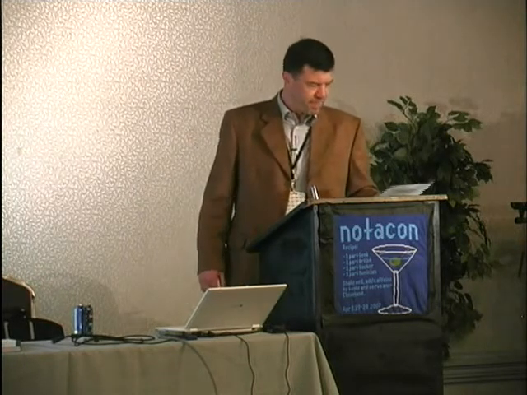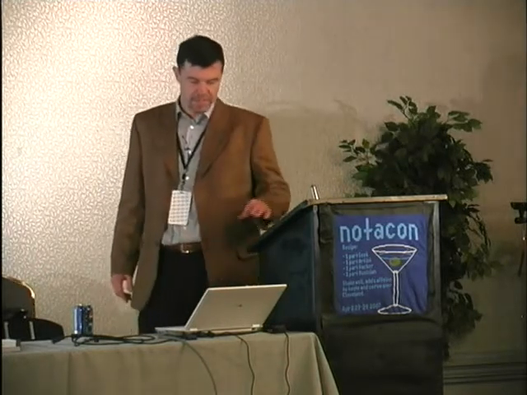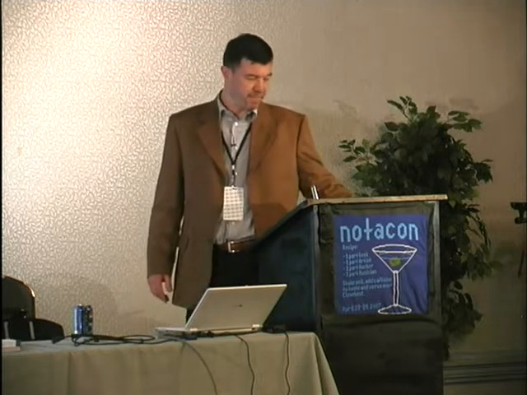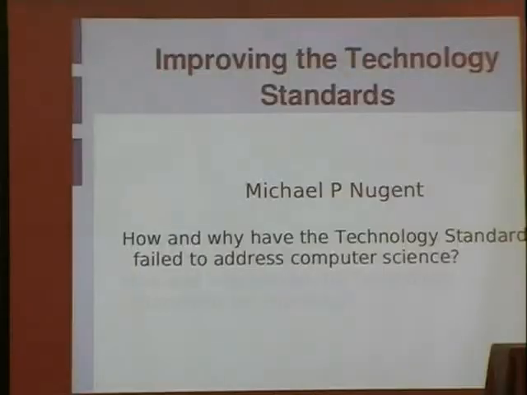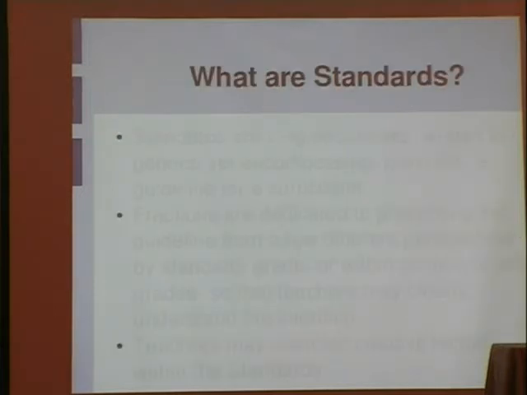What I want to address is the technology standards as they appeared predominantly in the Ohio Education's technology standards documentation. But what I want to focus on mostly is how and why have these technology standards failed to address computer science. And by fail, I mean failed in terms of not attempted, not in terms of they tried but failed. There's things that are just missing. And then how and why should the technology standards be improved? Now, this is what I want to focus on predominantly.